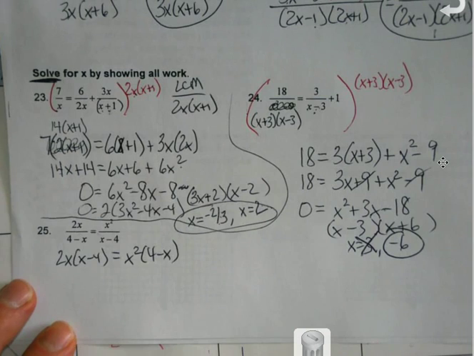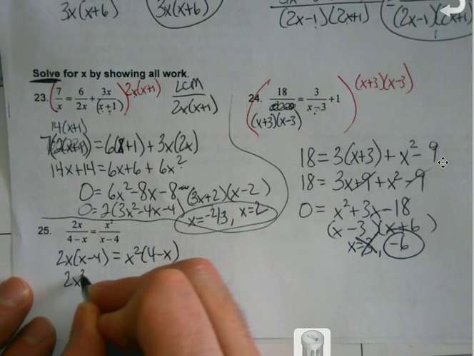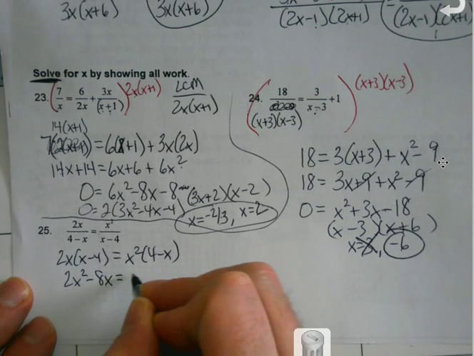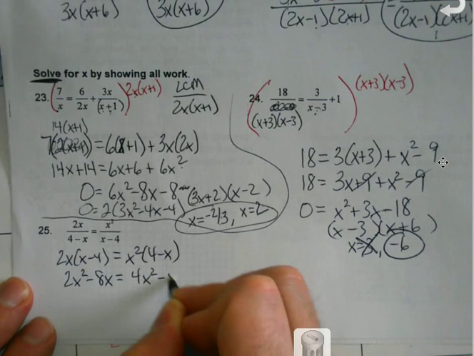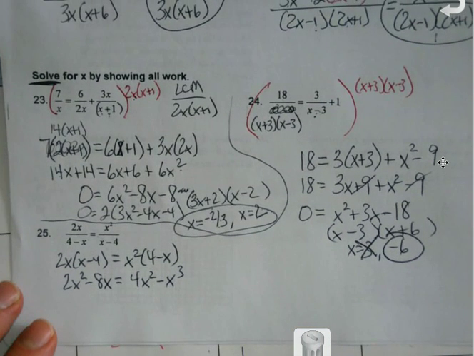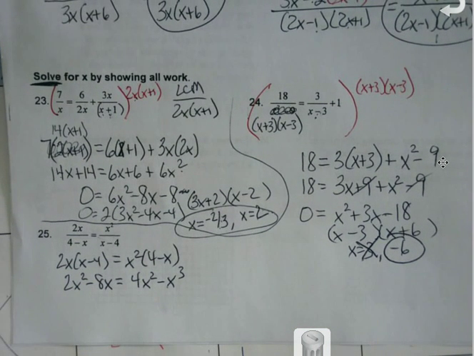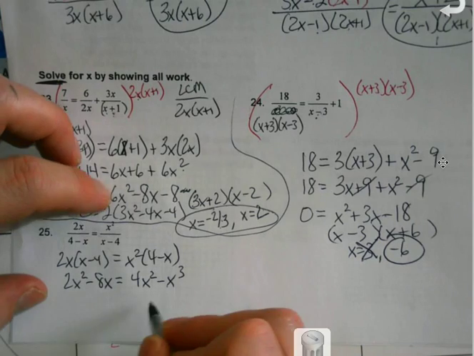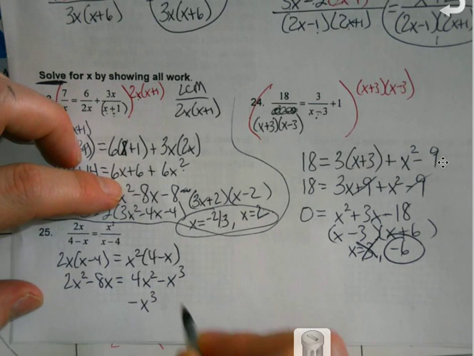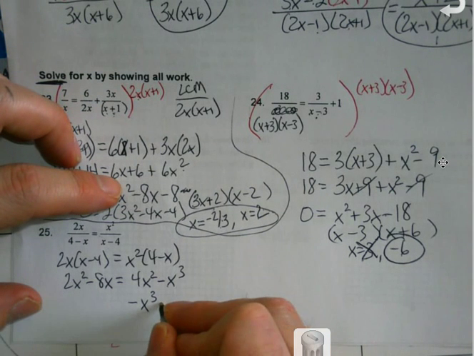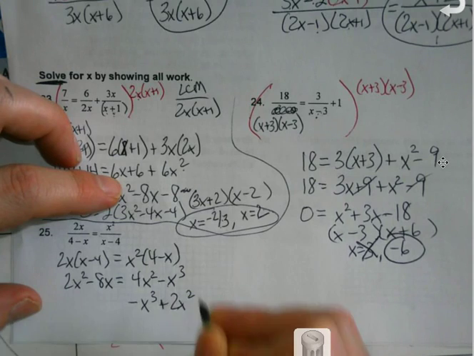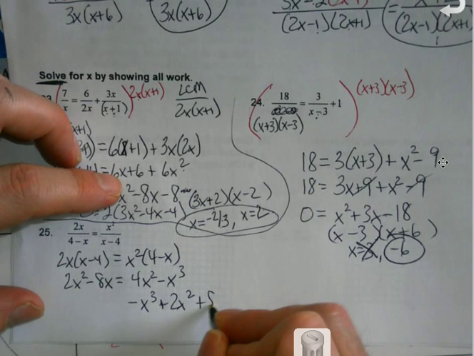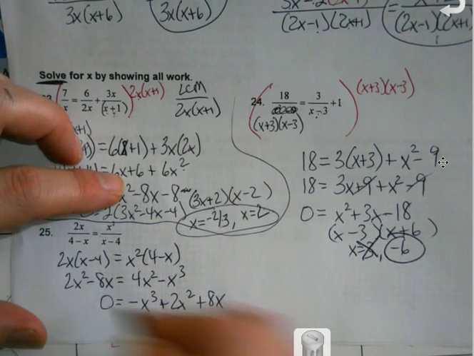Just go ahead and cross multiply and work it out. You're like, do I have to get everything on the x cubed side since that's the biggest one now? Yes. So let's see here. Negative x cubed, bring that over, plus 2x squared, plus 8x equals 0.